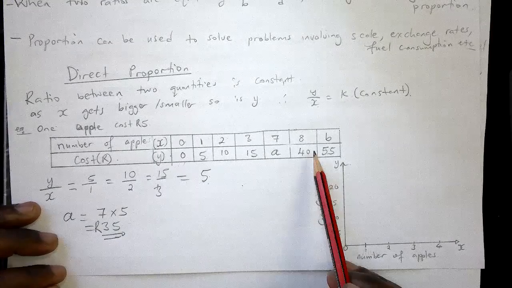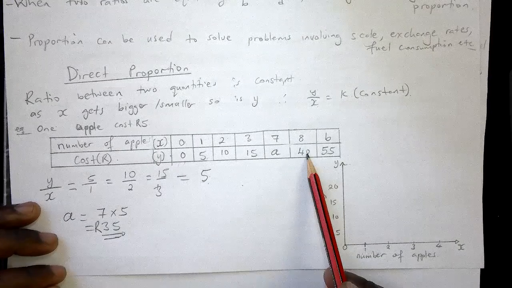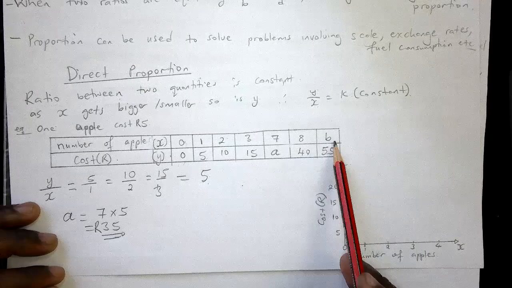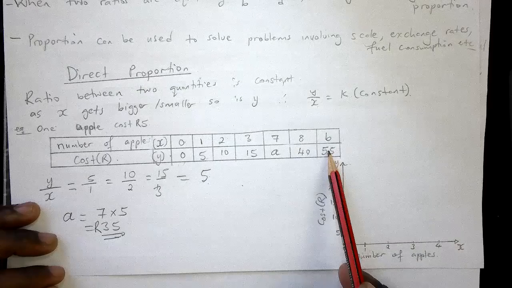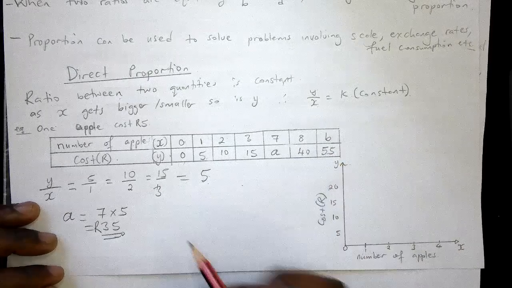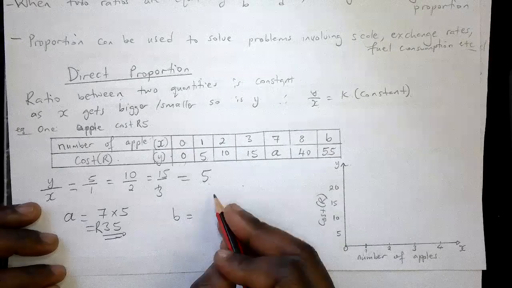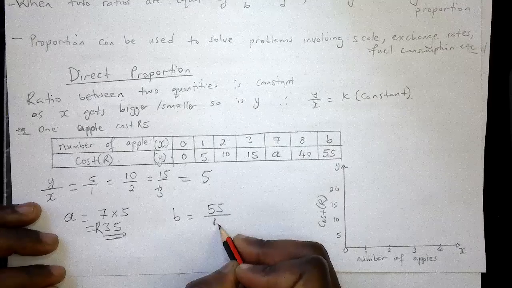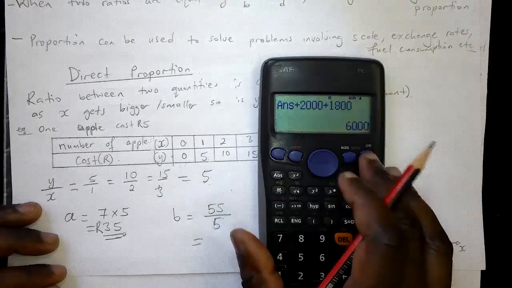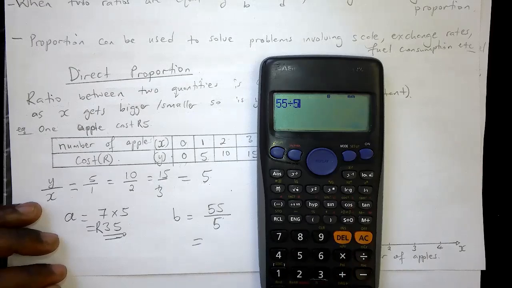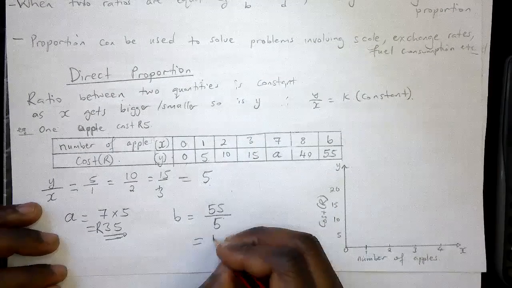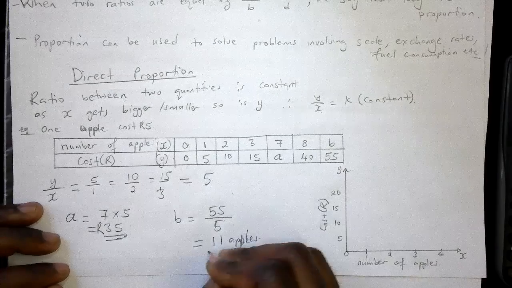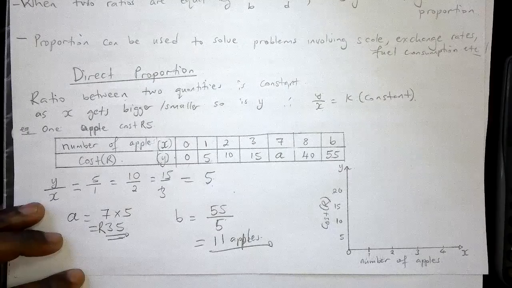Then we see that 8 apples will cost 40 rand. Then what about B here? We want to see how many apples you will buy with 55 rand. Then for our B, we have to divide. We say 55 rand divided by 5 rand. How many will we get? 55 divided by 5 gives 11. So we're going to get 11 apples. Can you see how we're calculating it?